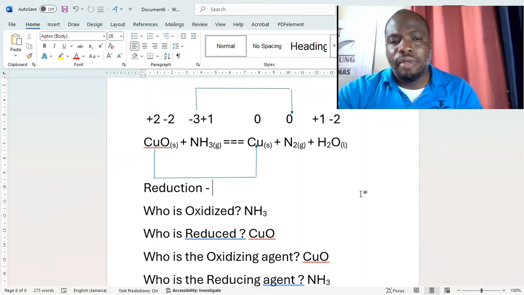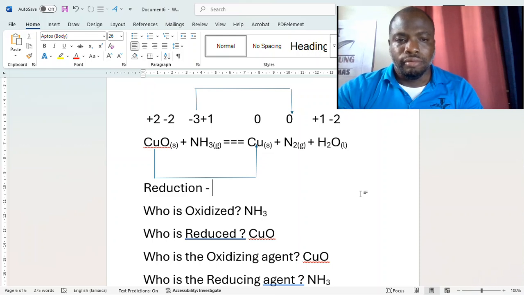So with those concepts, not all the time will you be lucky enough to have oxygen and hydrogen. The fact that the nitrogen is losing hydrogen, we know that is oxidation. The fact that the copper oxide is losing oxygen, we know that is reduction. But not all equations provide you with hydrogen and oxygen. So you might have to use the concept of assigning oxidation numbers. Remember the rules: if you have an element that is not bonded to another element, then the oxidation number is 0, just like in this case of copper and nitrogen.